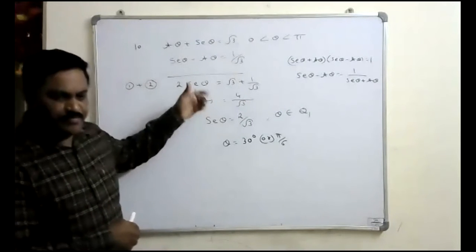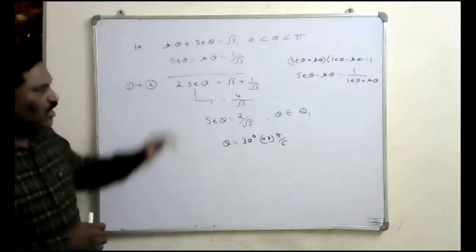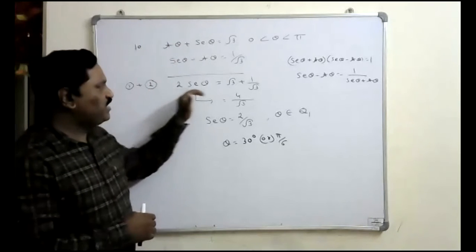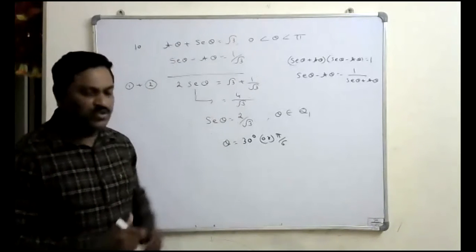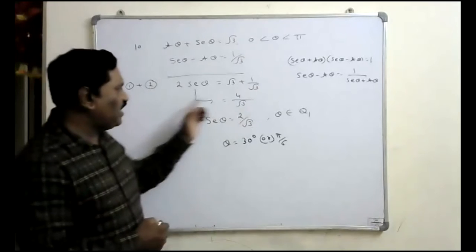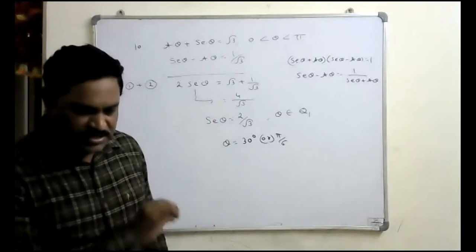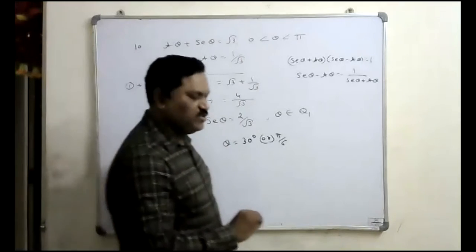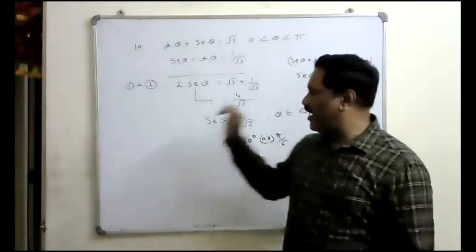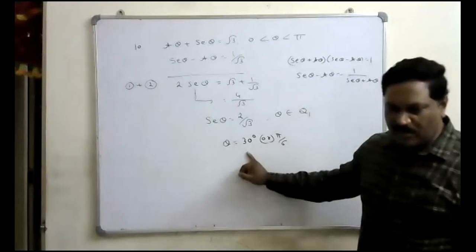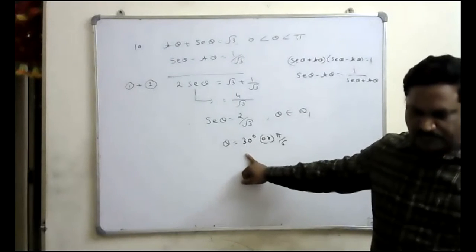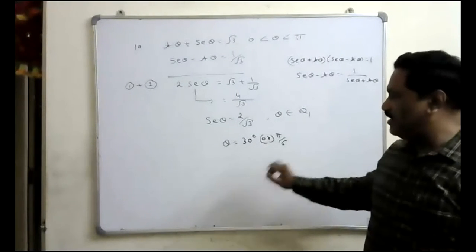Now if we add them, tan theta gets cancelled. Secant theta plus secant theta is 2 secant theta, which equals root 3 plus 1 by root 3, that is 4 by root 3. If we divide by 2, we get secant theta as 2 by root 3. Secant is positive in the first quadrant, that's why the angle will be in the first quadrant. You have to take the acute angle, that is 30 degree or pi by 6.